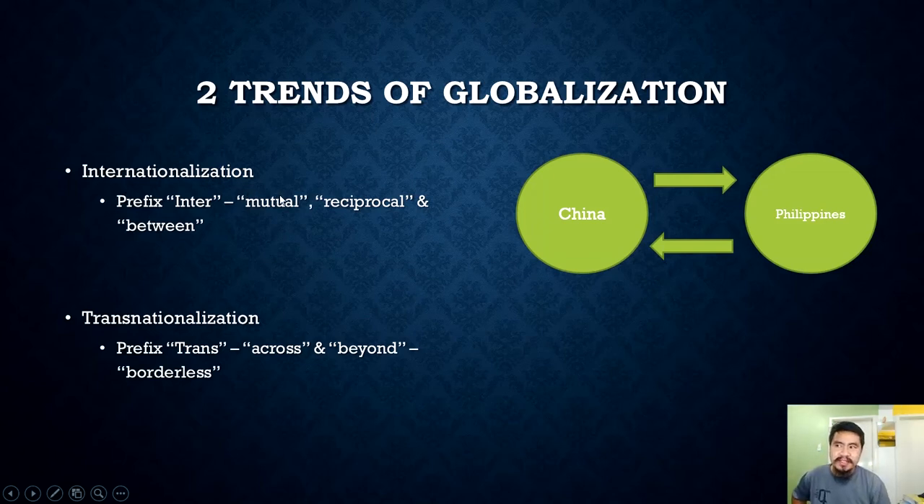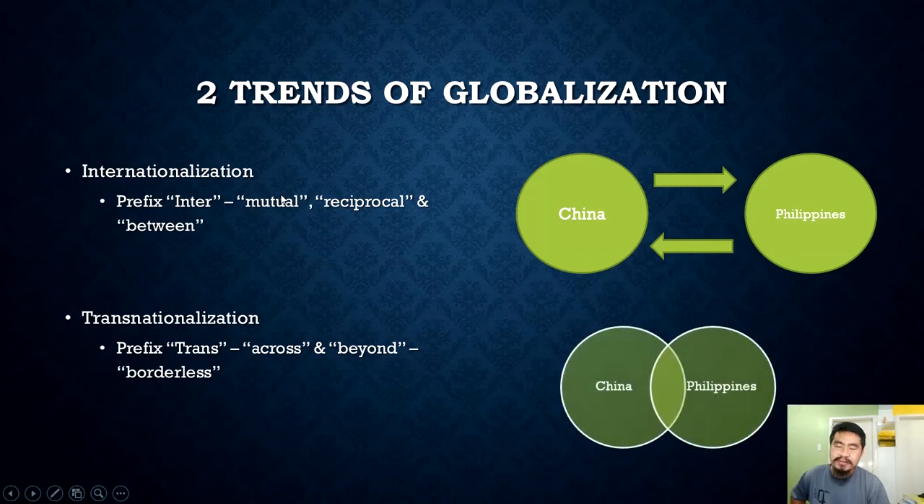Now, to further understand internationalization, we as well define transnationalization. Now, looking into the diagram, and into the prefix, by the way. The prefix trans simply means across, beyond, borderless. So nawala na yung barriers. At yung flow, goods and services, politics for instance, nakakaikot na ng malaya dito.